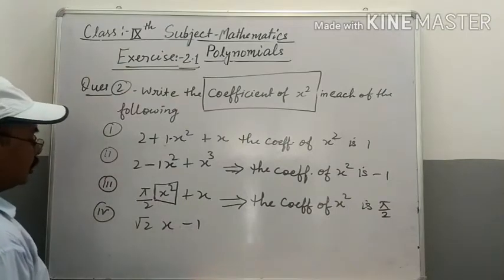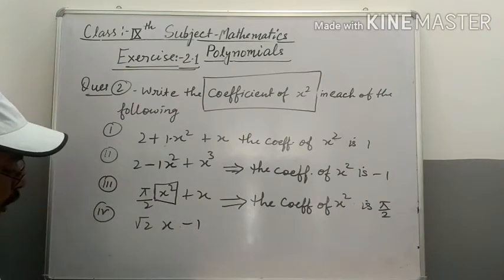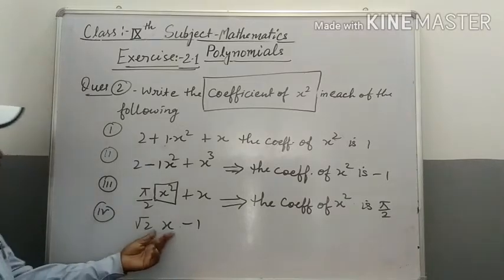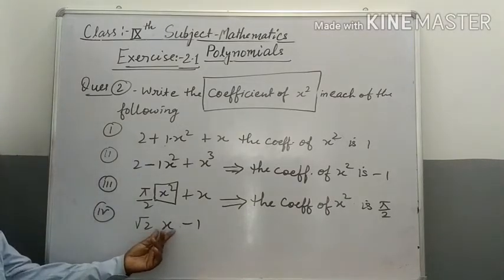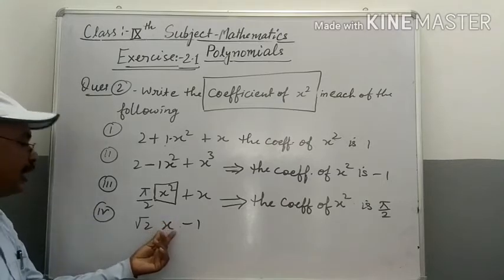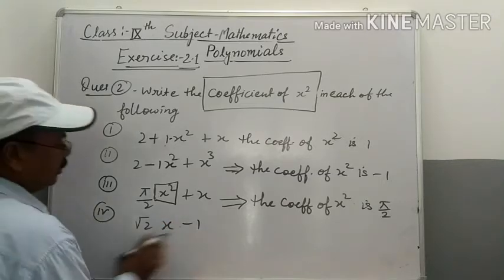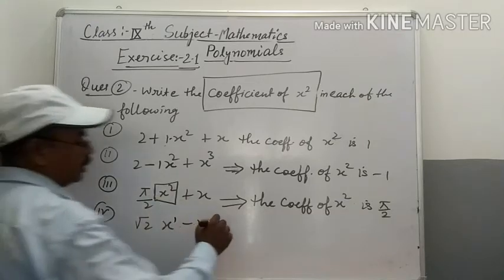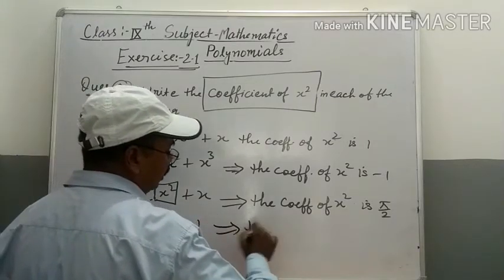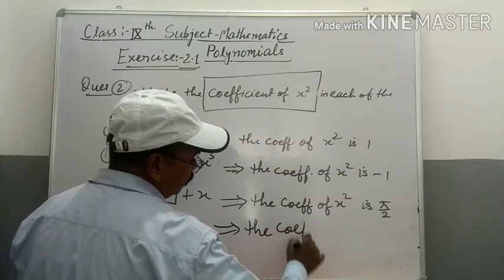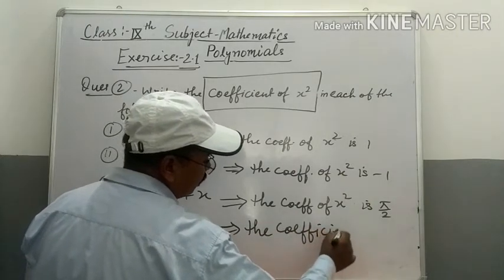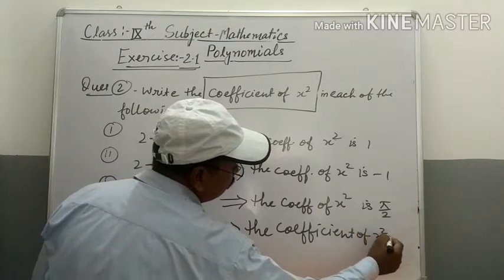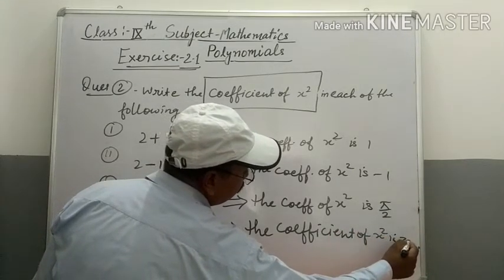Second, last, students, coefficient of x square, here students 0. Coefficient of x square, क्योंकि यहाँ पर x square term है ही नहीं, this binomial, there is no x square, only x to the power 1. So the coefficient of x square is 0.